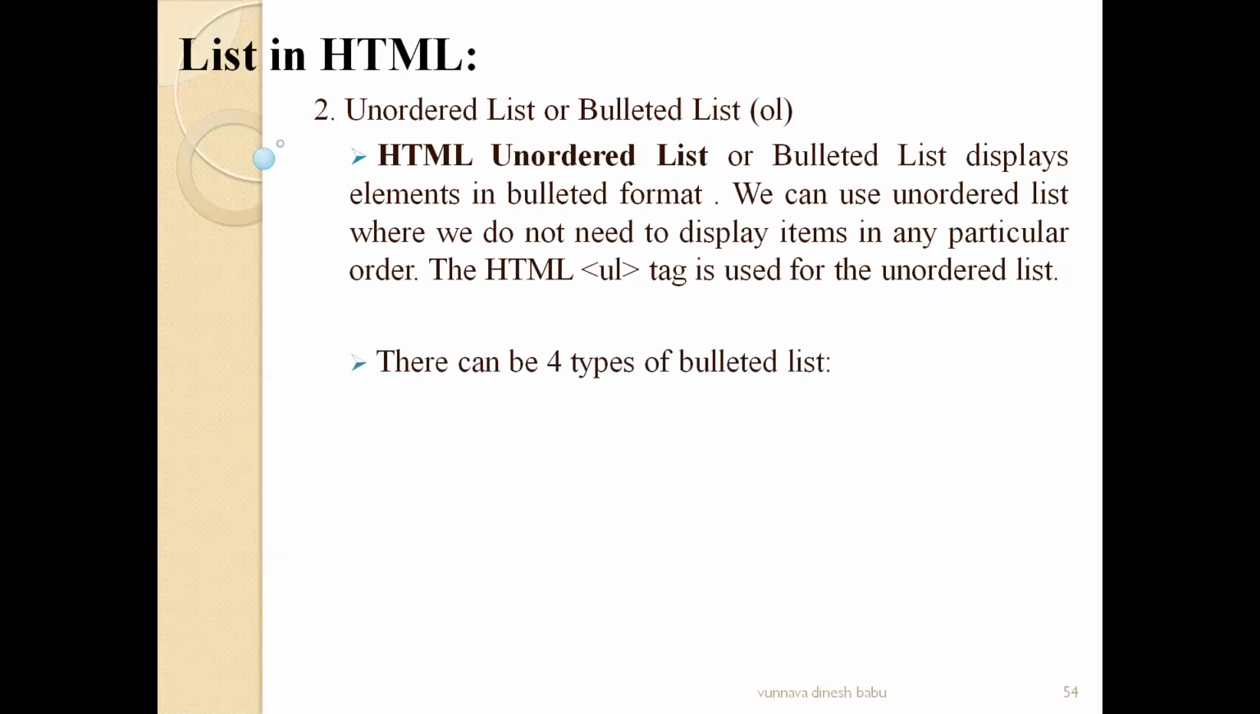So these bulleted lists can be of 4 types. Those 4 types are disk, circle, square, and none. These 4 types specify that the bullets may be of disk shape, or the bullets may be of a circle shape, or the bullets may be in the shape of a square, or there will be no bullets. So each and every element will be represented as a different list item.